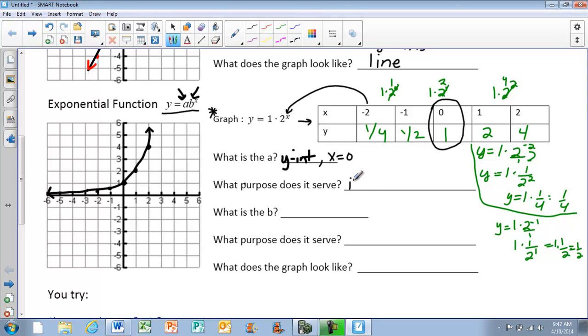Well, it tells us our initial value when x equals 0. And it also affects the steepness. So when A is bigger than 1, it gets steeper. When A is between 0 and 1, it gets less steep.